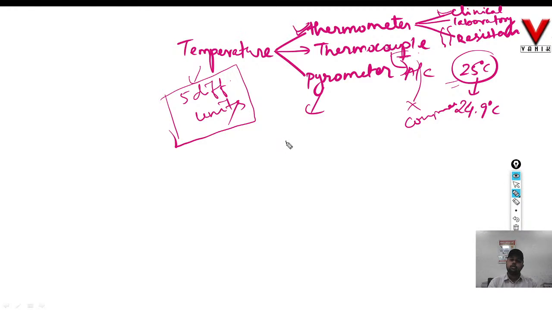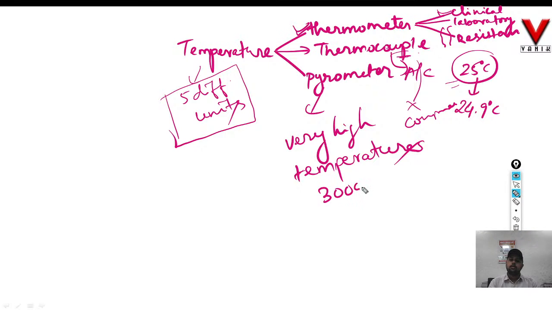Pyrometer is used to measure very high temperatures, like the temperature of the sun, that is 3000 degrees Celsius. Wherever there is a possibility of very high temperature, a pyrometer is used to measure it. Okay, so now let us understand a very important part of this.